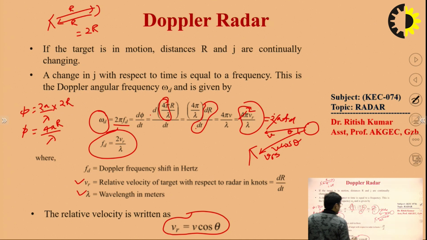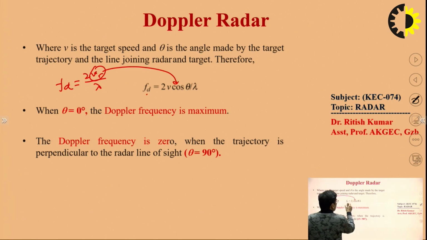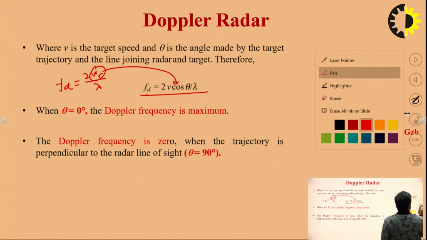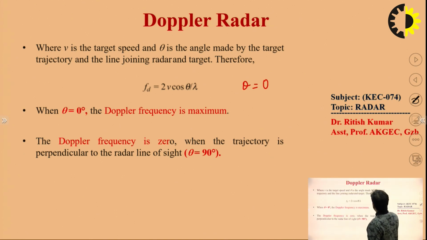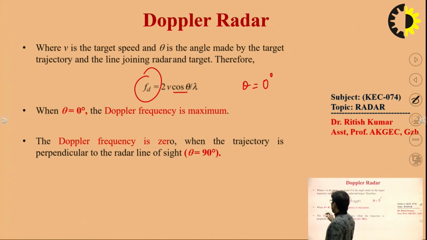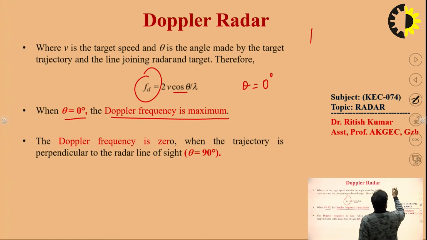Now in the next part, as we know, the Doppler frequency is twice vr by lambda, and vr is equal to v cos theta, as we discussed in the last one. So fd is equal to twice v cos theta by lambda. From this equation we can conclude one thing. If theta is equal to 0 degrees, then what will happen? In that case we have the maximum value of Doppler frequency shift, meaning the target is just in front of the radar.